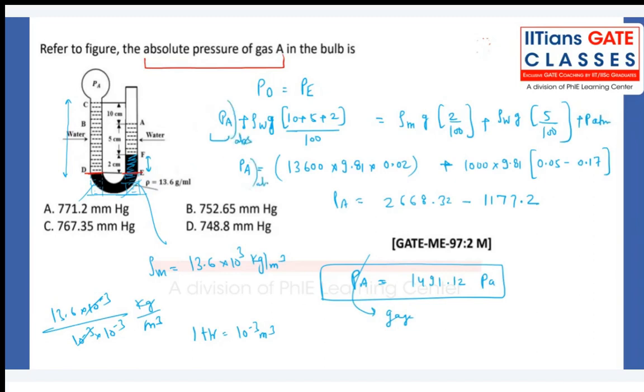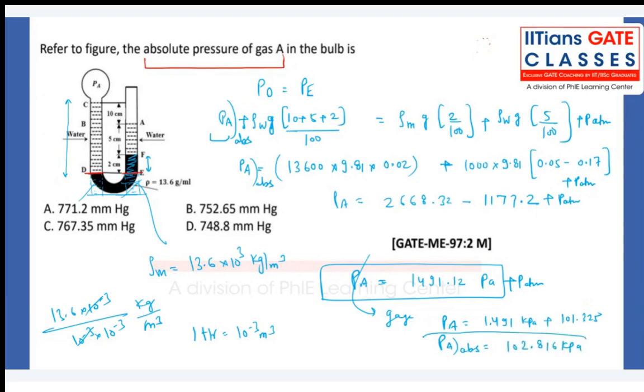To be called absolute pressure, I need to add PATM. What is the pressure at point A? 1.491 kilopascal plus PATM, 101.325. If you add it, what are you going to get? The pressure at point A, that is the absolute pressure, is 102.816 kilopascal. Check it out.